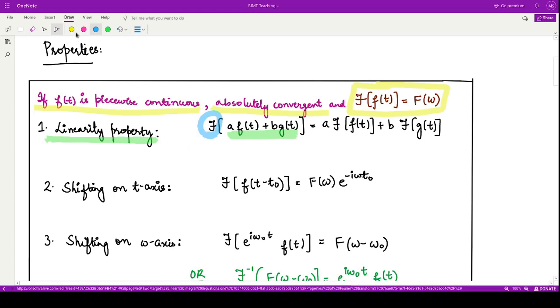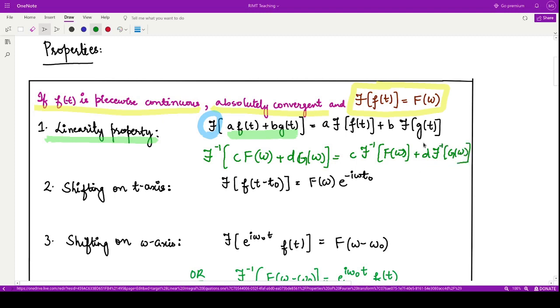And in a similar manner, you could also write down the property for inverse Fourier transform. It would be applied onto some omega domain, so your function would be like this, c F of omega plus d G of omega. So you could write this to be c Fourier inverse of the function F of omega plus d Fourier inverse of the function G of omega. So all these properties also work in the opposite sense.